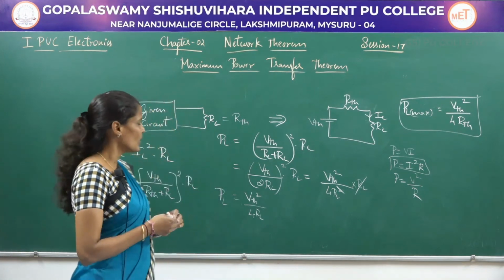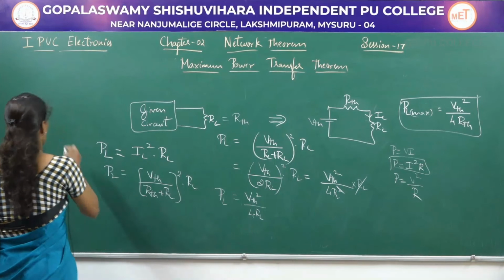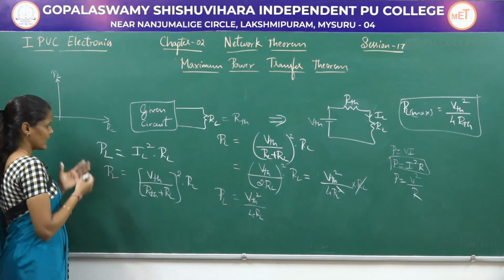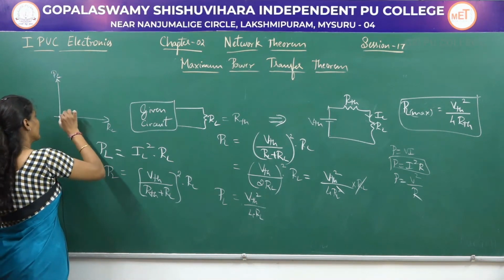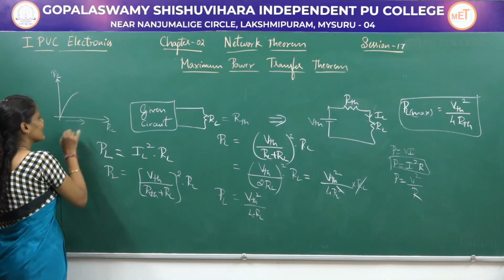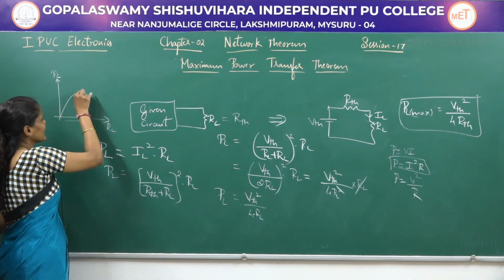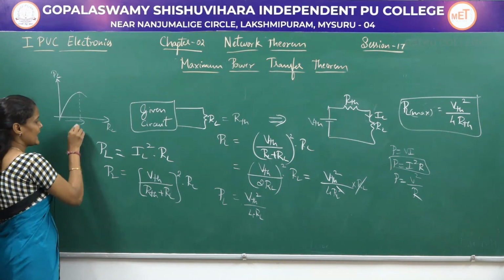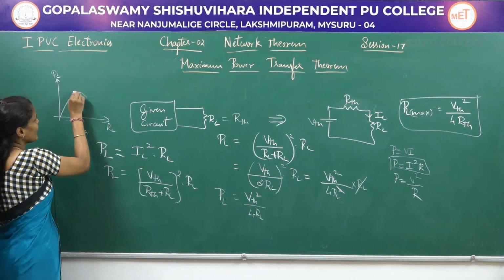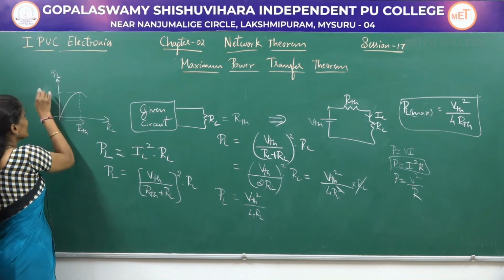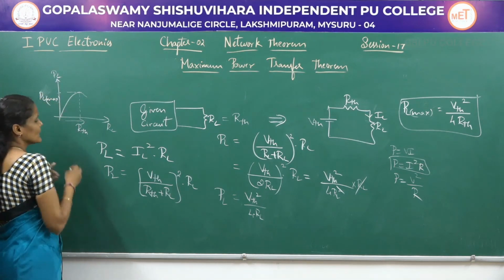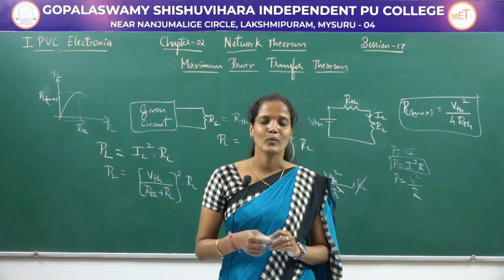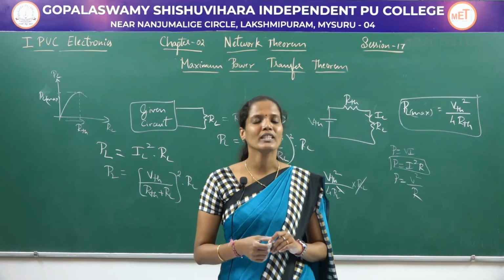source to the load. So while plotting a graph of RL versus PL, that is the load power and the load resistance, the power curve will keep on increasing with increasing value of RL. But after some point it starts decreasing, and the point at which the maximum power is reached is nothing but R Thevenin, and that maximum power itself will be named as the PL maximum. So, the power delivered from the source to the load will be maximum when the load resistance value will be equal to Thevenin's resistance of the given circuit.